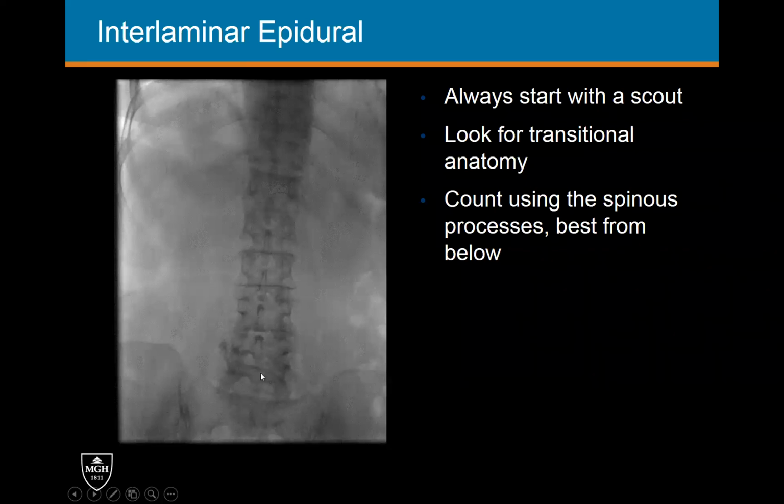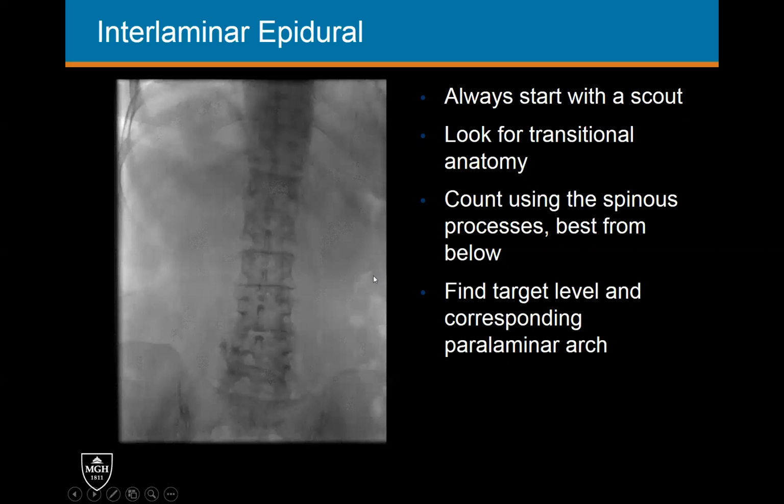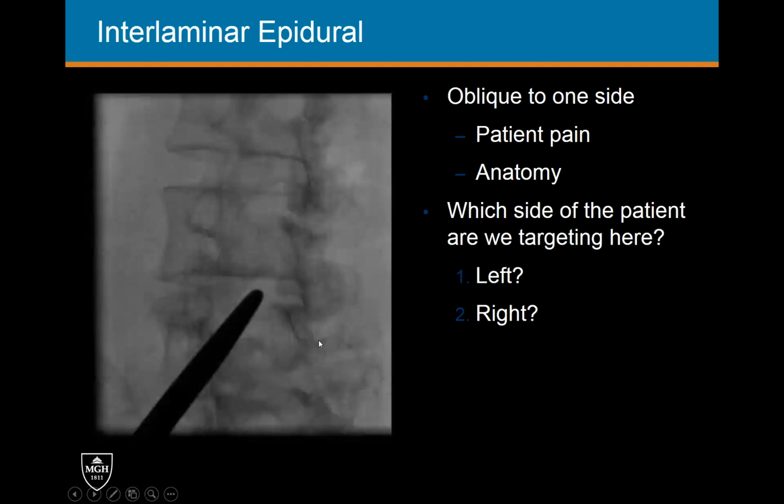So I always count the spinous processes, best from below, making sure that you have 5 levels. And then you find the corresponding level and the paralaminar arch. So say we're going at L3-4. Here is my L3 spinous process, and underneath it, that's my paralaminar arch. And then I oblique the patient to one side.